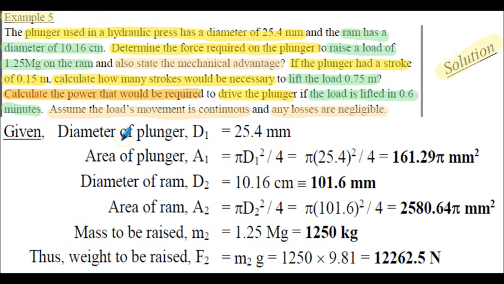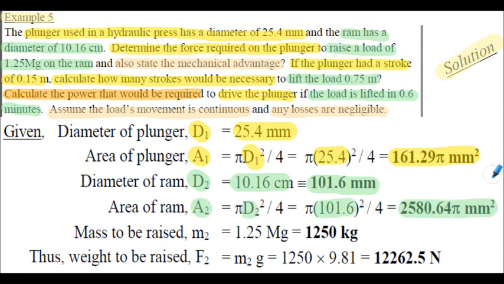As always, extract information from the question. Diameter of the plunger, D1, 25.4 millimeters. I've calculated here the area of the plunger using my formula pi D squared divided by 4, where D is D1. Calculate that in terms of pi, millimeters squared. We're given the diameter of the ram in centimeters, so I converted that to millimeters, and again calculated the area of the ram, pi millimeters squared.